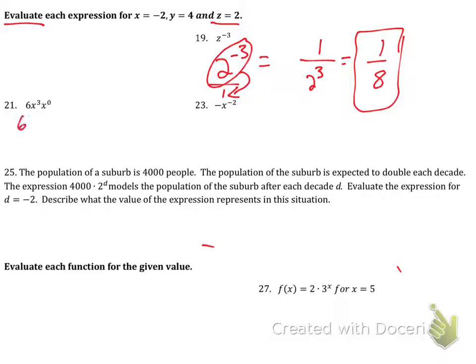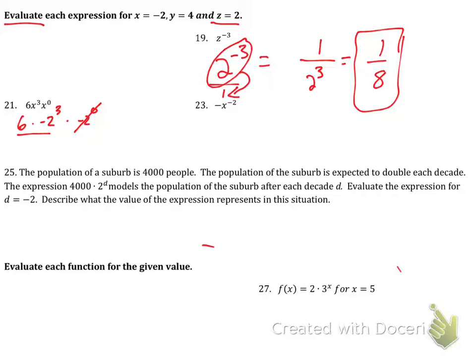21 is 6 times negative 2 to the third times negative 2 to the 0. As you can see, there are no negative exponents, so we don't have to move anything. Negative 2 to the 0, any number to 0 is going to be 1. So what I'm left with is 6 times negative 2 to the third.